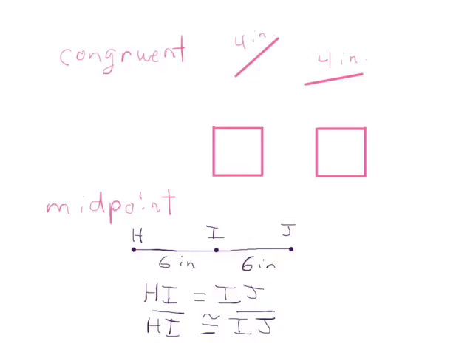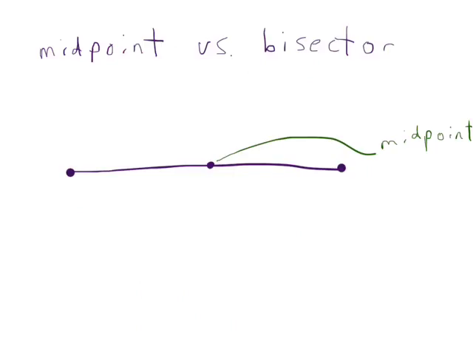And then lastly, we have the bisector. So midpoint and bisector are very, very similar, but there is a very small difference. The midpoint is the point in the middle. So just how it sounds. Midpoint is the point in the middle. So we see here, this point right here is the midpoint. It is the point in the middle that creates 2 congruent segments. So that is the midpoint.